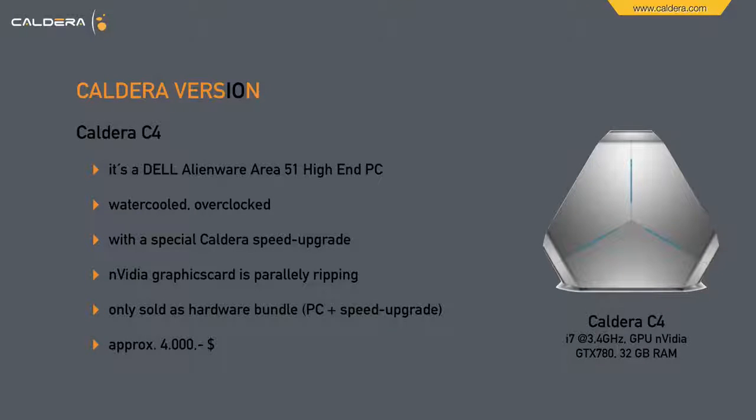The Caldera C4 is a Dell Alienware Area 51 high-end PC. It's water-cooled, overclocked, with a special Caldera speed upgrade. An NVIDIA graphic card is parallelly ripping. It's only sold as a hardware bundle, so PC plus speed upgrade, and the price is approximately $4,000. Let's see a little promo video about that beast.